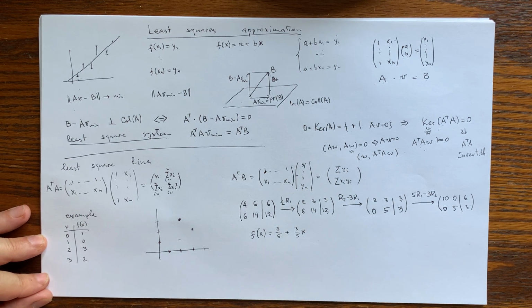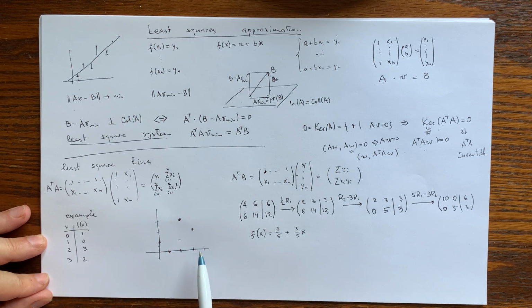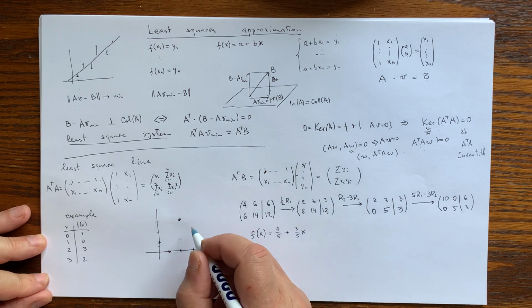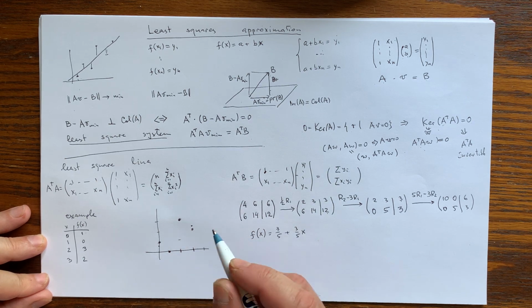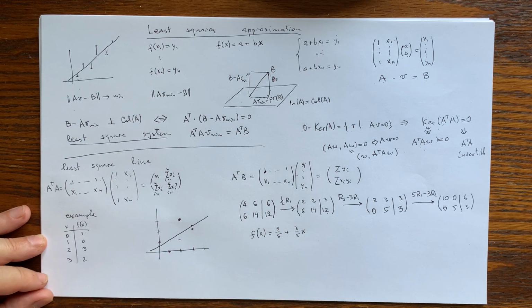And if we plot it, say, by 2 points, the value at 0 is 3/5. It's somewhere here. And then the value, say, at 3, it is going to be 9/5 plus 3/5. It's going to be 12/5. It's going to be slightly above 2. So the line is placed like that. And that is what the algebra is telling us.